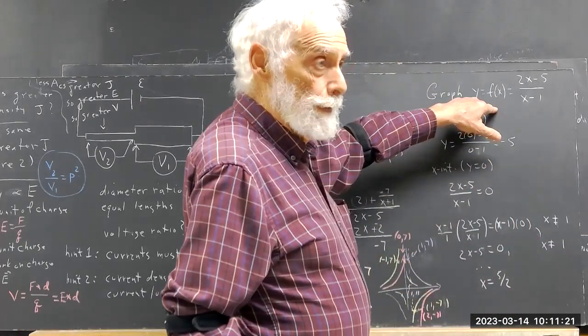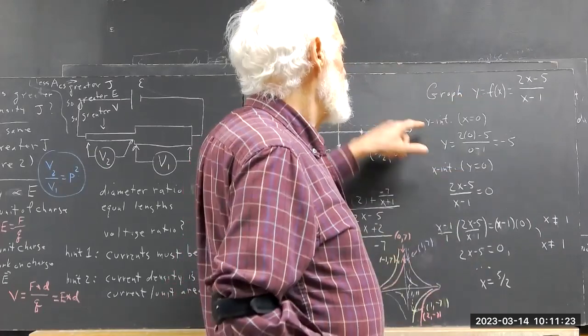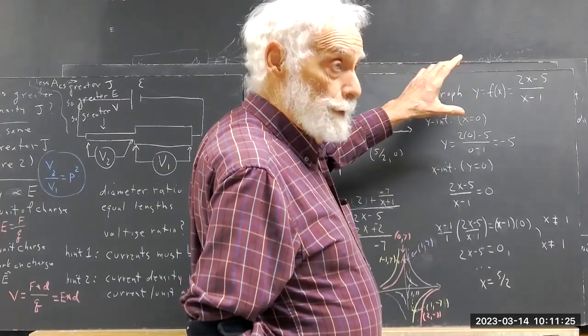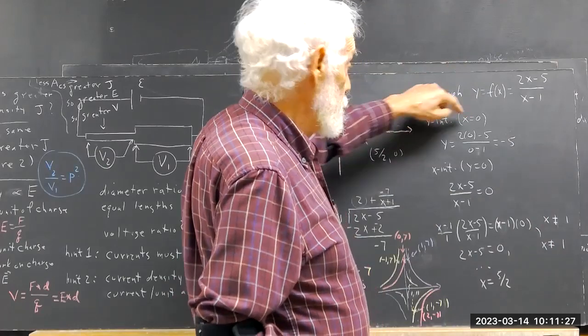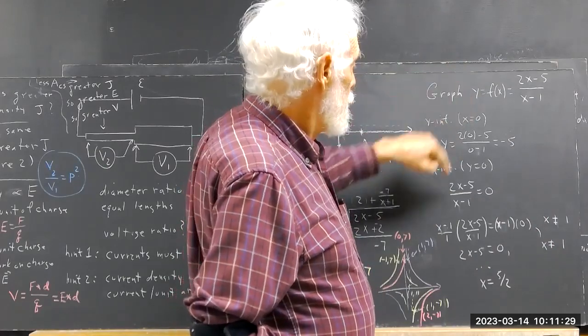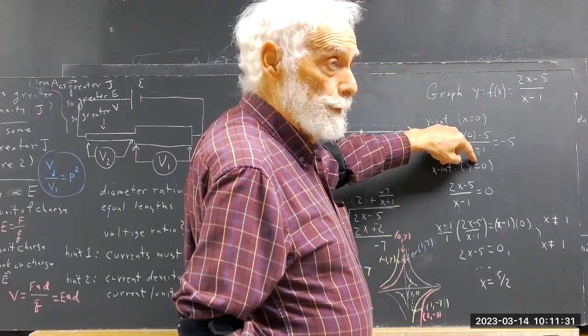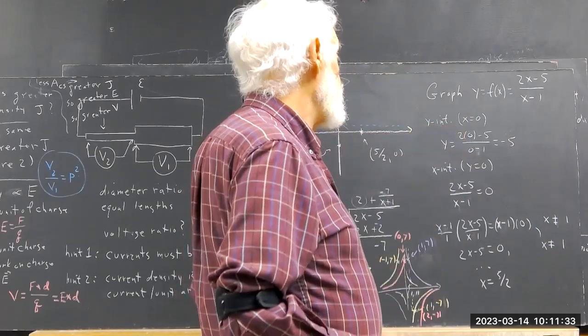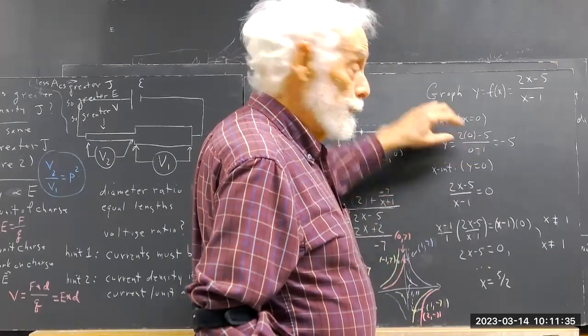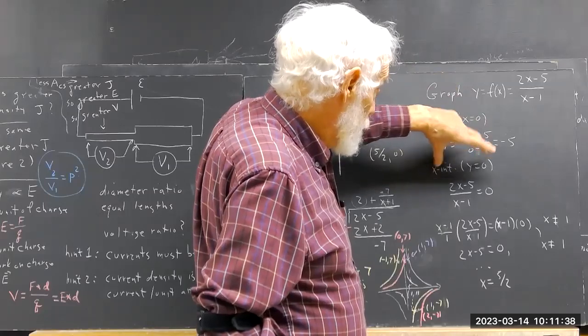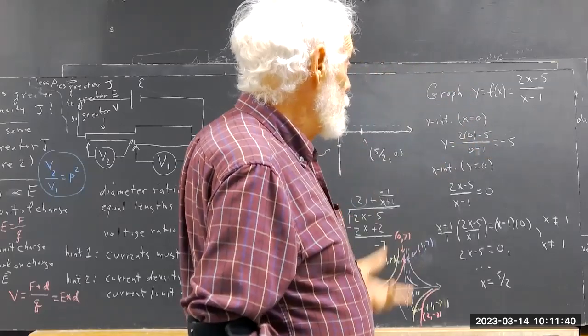We want to graph this function. First thing that we do when we graph any function, we find the y-intercept, which occurs when x equals 0, and the x-intercept when y equals 0. We want to write that out to reinforce it. We want to write this to keep reminding ourselves of what we do.